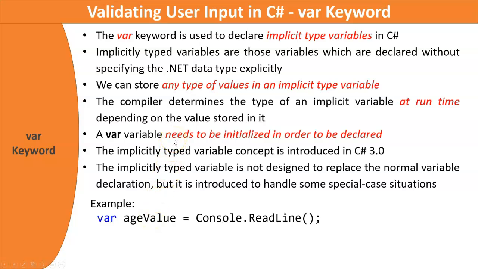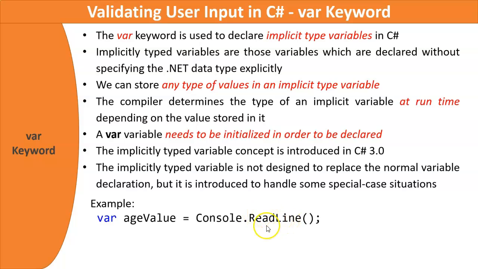Now there is one condition. The compiler determines the type of an implicit variable at runtime depending on the value stored in it. At the time of declaration, we are not specifying any data type. But when you run, suppose you are entering a numerical data in response to this console.readline, then at that time, the value that is passed into age value variable is integer type data. Since we are storing integer type data at runtime, the variable will be considered as integer type at that time when you run the application.